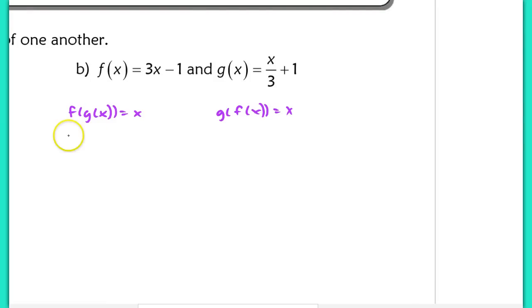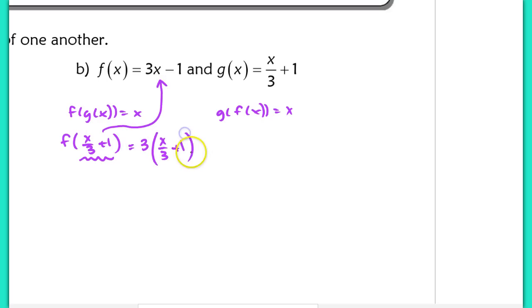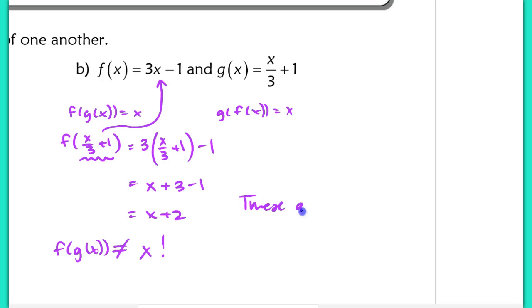Alright, so we start with f of, we're inputting x over 3 plus 1, right? This is our g of x here. That's going to be substituted in here. So now I have 3 times x over 3 plus 1 minus 1. If I test here, I end up with x plus 3 minus 1, which ends up giving me x plus 2. So in this case, f of g of x does not equal x, okay? Which means that these are not inverses of one another. So I don't even have to test the next one because I've already seen that the first one here doesn't hold up. So these are definitely not inverses of one another.